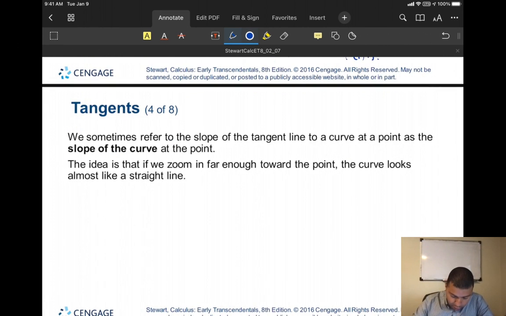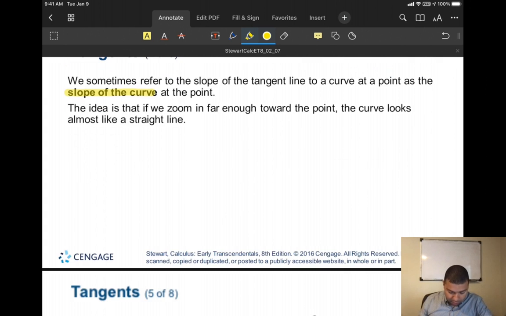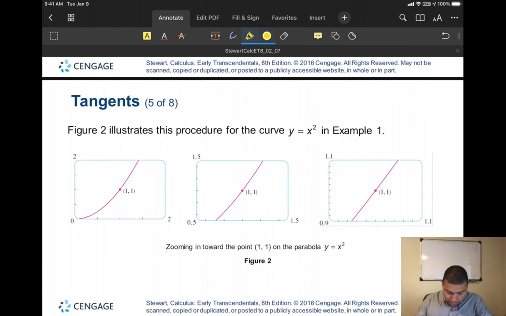So the slope of the tangent line is, sometimes we say the slope of the curve, because it's the same slope. It's the line that touches at the right slope, so it doesn't cross or cut the curve. And the idea is, if we zoom in far enough, the curve looks almost like a straight line. And this is what's going on, right? If we zoom in, look at the size of this. It's even a little blurry. Look at the size of this viewing window. It's very small, like 0.2, and this looks very much like a line.